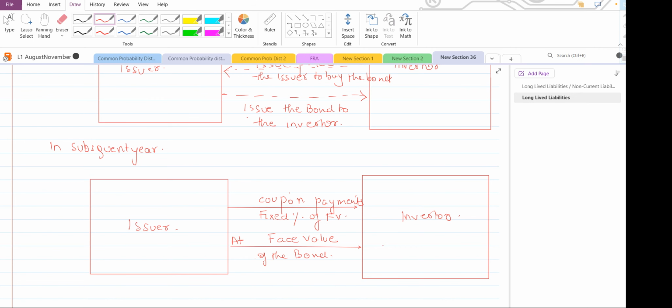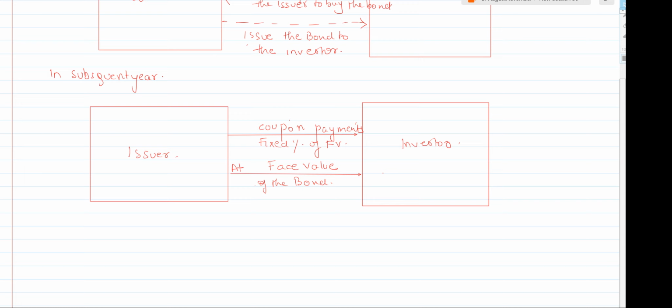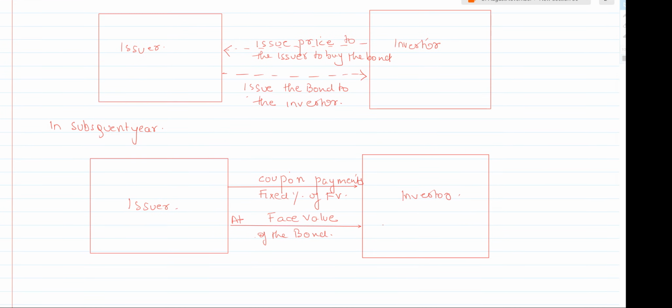So the point to note here is that the face value of the bond is not necessarily equal to the issue price. Right? It is not necessary that the face value of the bond is equal to the issue price.